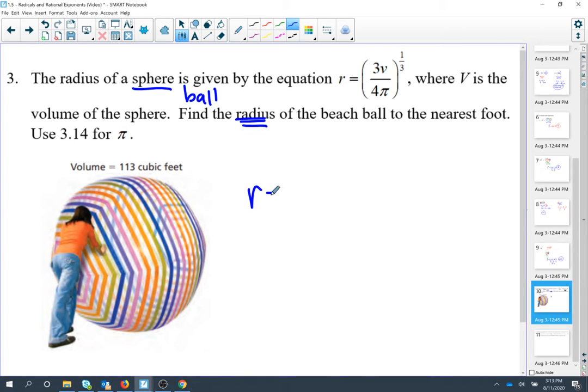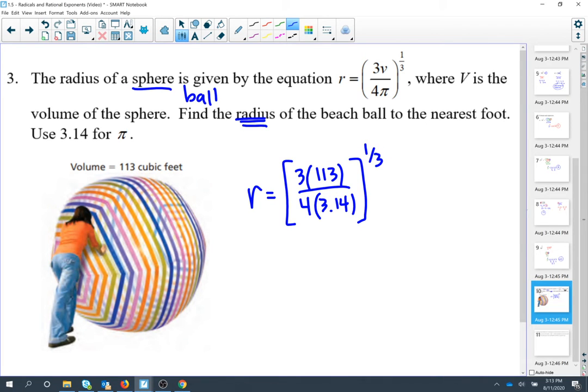So radius equals, and then in parentheses, 3 times v. So 3 times the volume. If you look at the picture, they told us that the volume was 113 cubic feet. Divided by 4 pi, and instead of using pi, they actually want us to use 3.14, and then that is all raised to the 1/3 power.